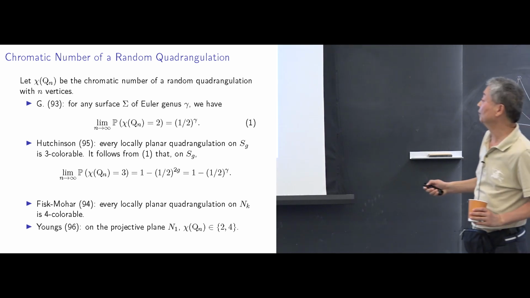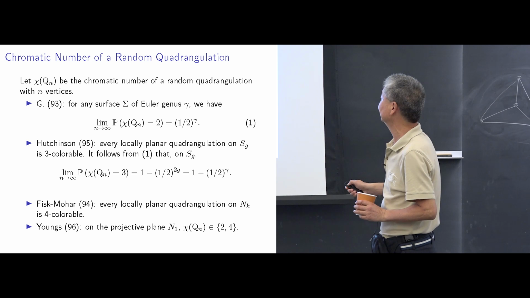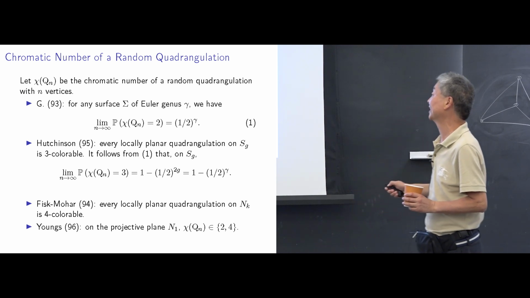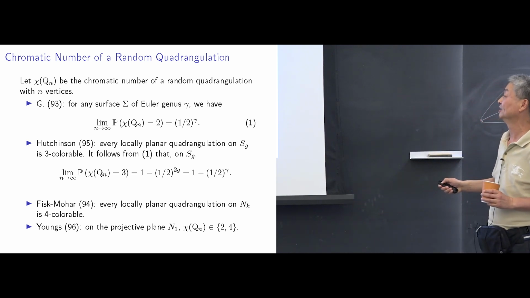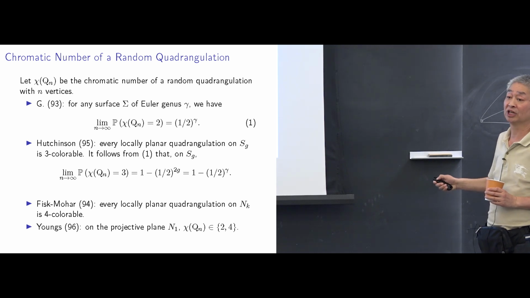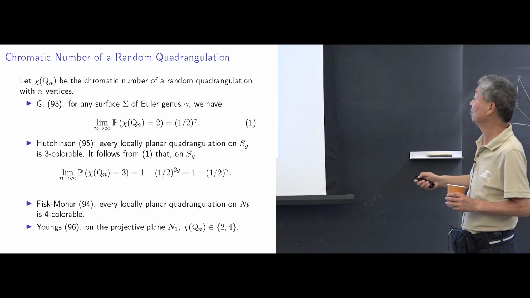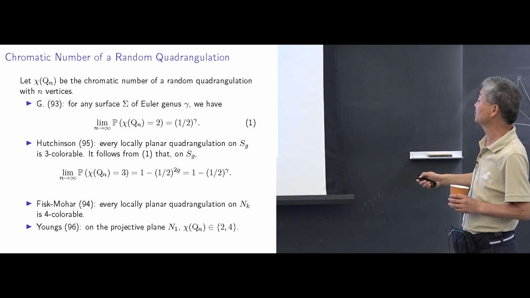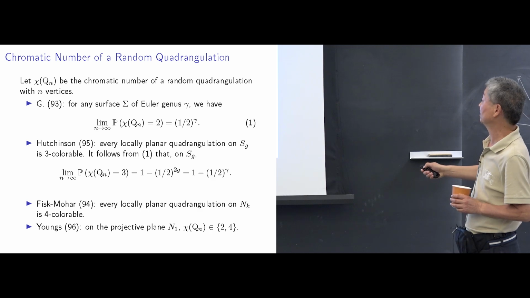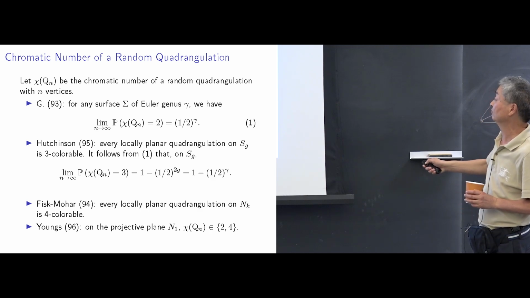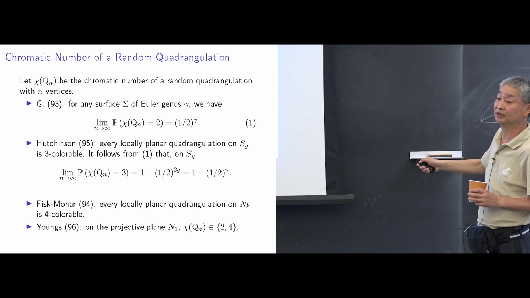Well, so I had a paper earlier, that's just enumeration. I can count the number of bipartite quadrangulations on a given surface and the total number of quadrangulations. So I have a formula, and then you just take the ratio. It turns out that the probability that a random quadrangulation is bipartite, has chromatic number 2, the probability is 1/2 to the power of the Euler genus, gamma, which is 2 minus the Euler characteristic.